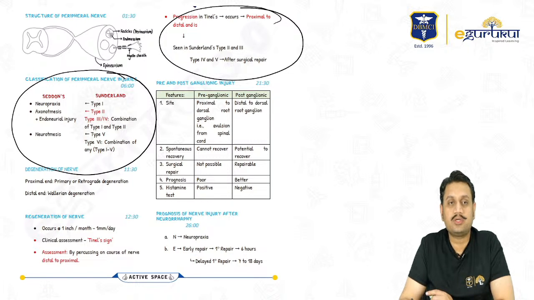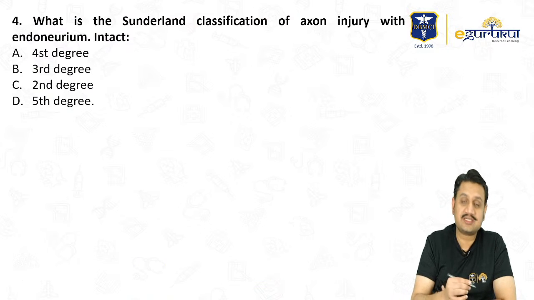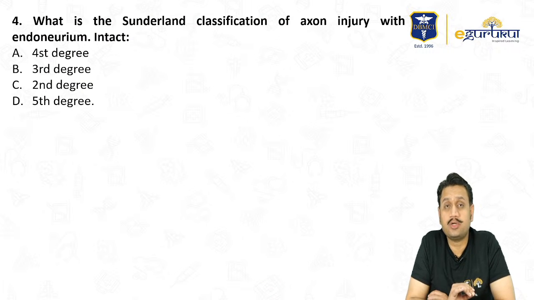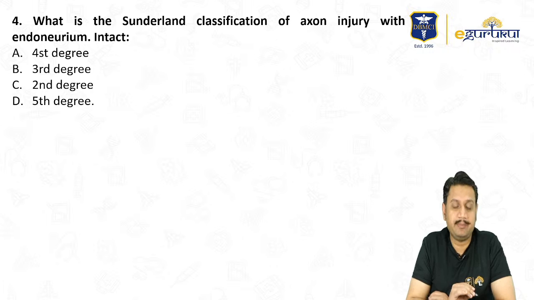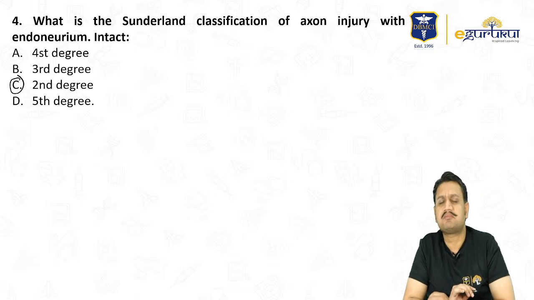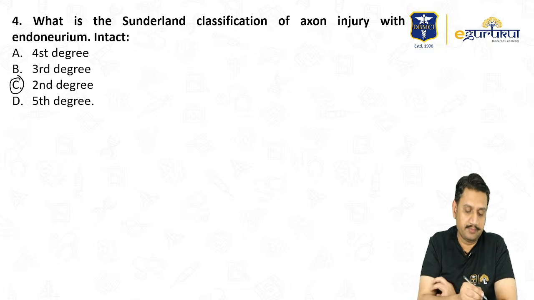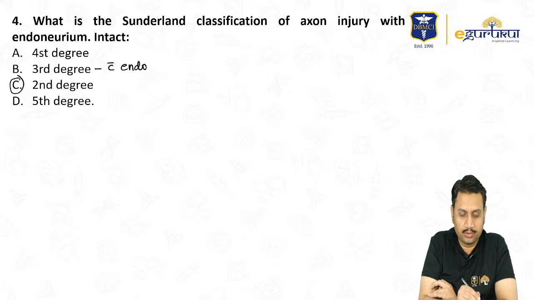So, the eGurukul note snapshot here, your classroom notes, you know how we logically discuss why a particular Sunderland grade will recover in the best manner. So, what is the grade of injury where the axon is gone, but the endoneurium might be intact? We know it is a second grade injury. So, axonal injury plus minus endoneurium. Minus endoneurium is type 2. With endoneurium, grade 3 is axon with endoneurium, isn't it? Do you remember that?